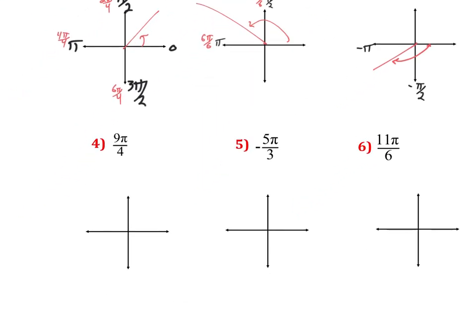9 pi over 4. Let's see, 9 pi over 4. I'm going to go ahead and think of that as being 8 pi over 4, and then an additional pi over 4. The reason why is that 8 pi over 4 is really just 2 pi. So this thing is going to go around one full rotation, and then an additional pi over 4, and it's going to land somewhere here. So I go all the way around there.